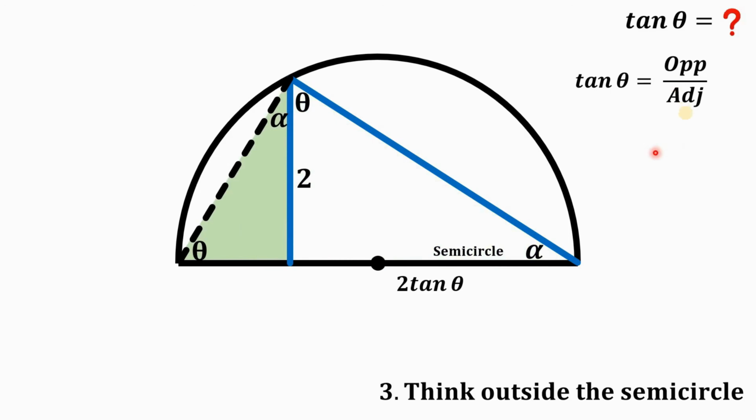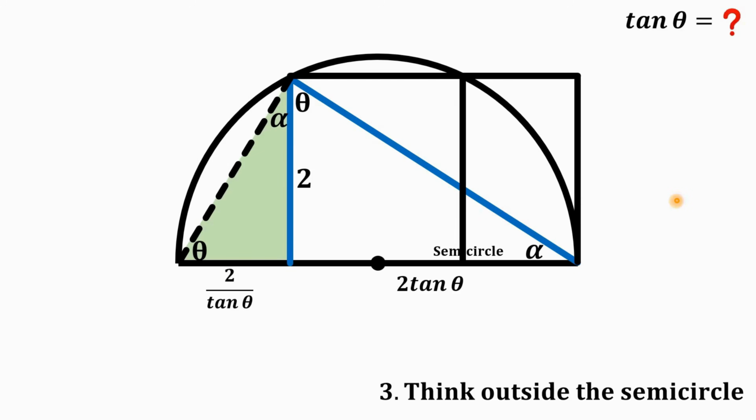Let's focus on this small right triangle. Using again the definition of tangent, opposite over adjacent, the opposite side of this angle theta is 2, and the adjacent is just the adjacent side. We don't know the adjacent side, but we can get it. This is just 2 over tangent of theta. So this is just the adjacent side of our theta. From here, let's create a rectangle like this. What do we know about this rectangle? The length of this side simply equals 2 times tangent of theta, for sure.